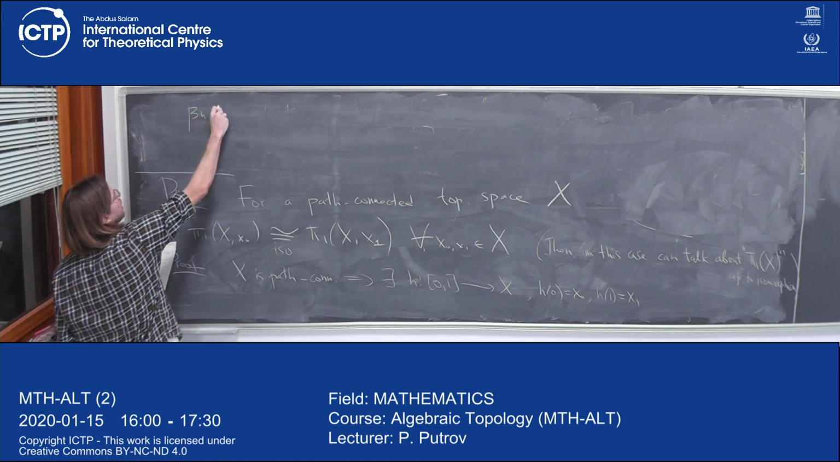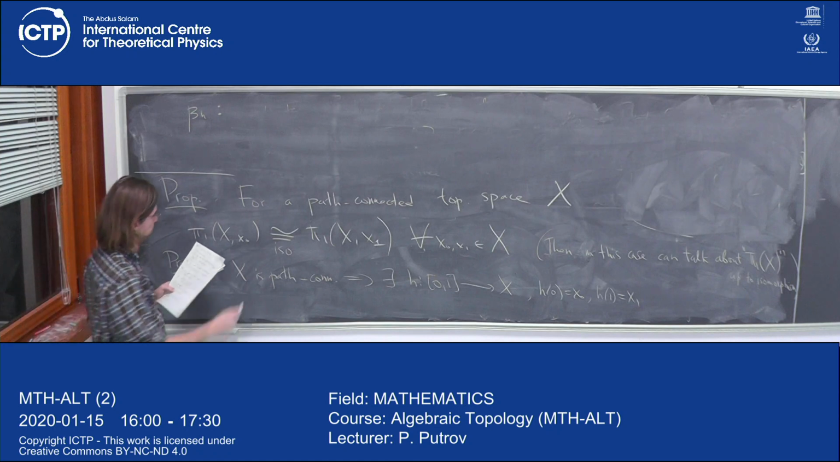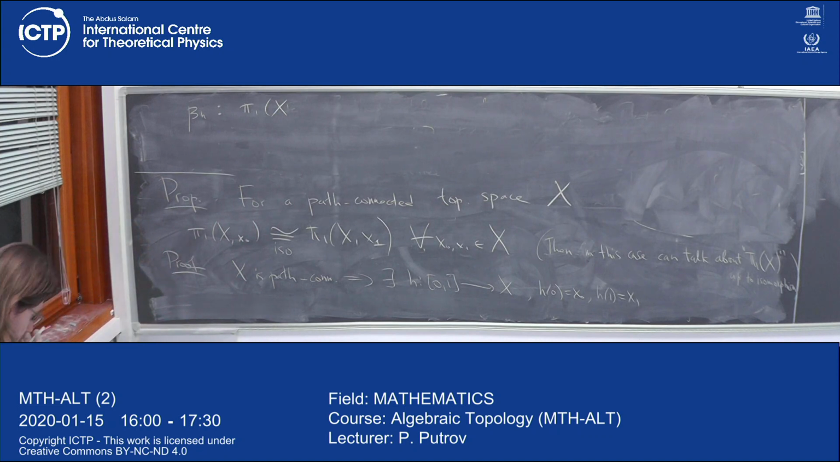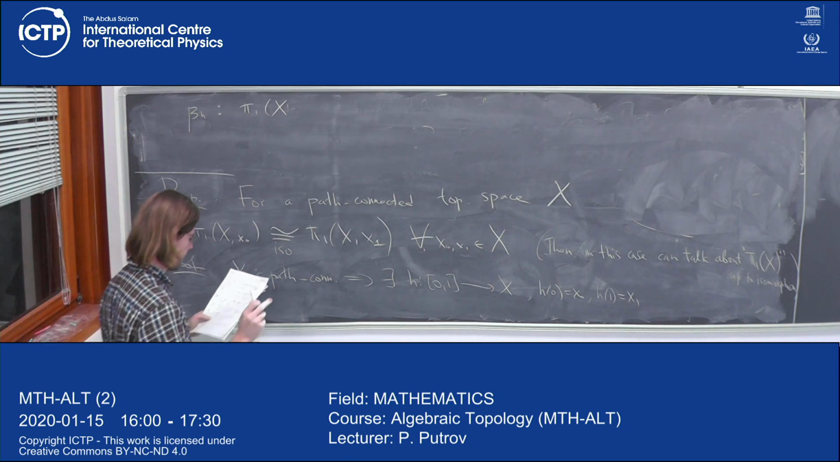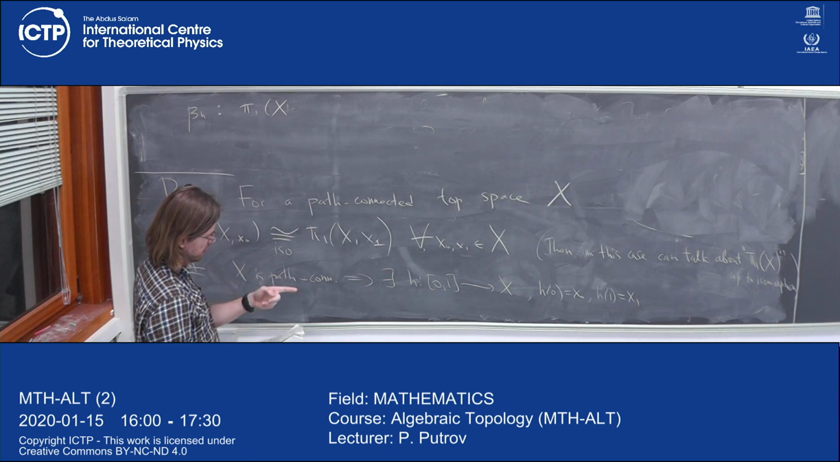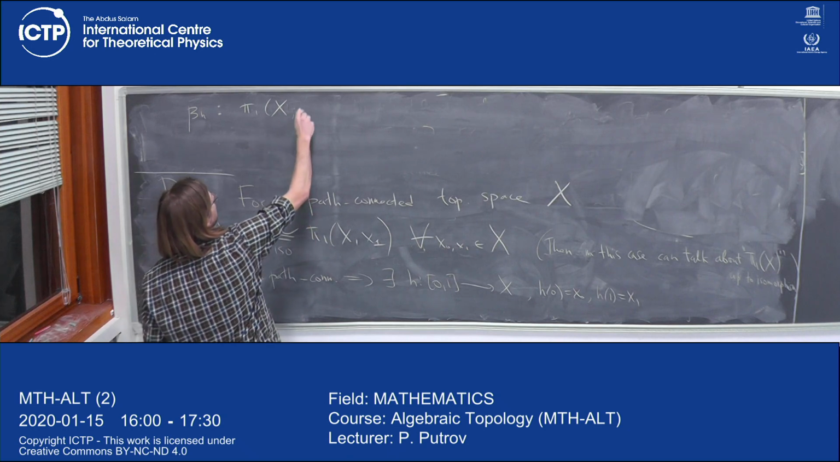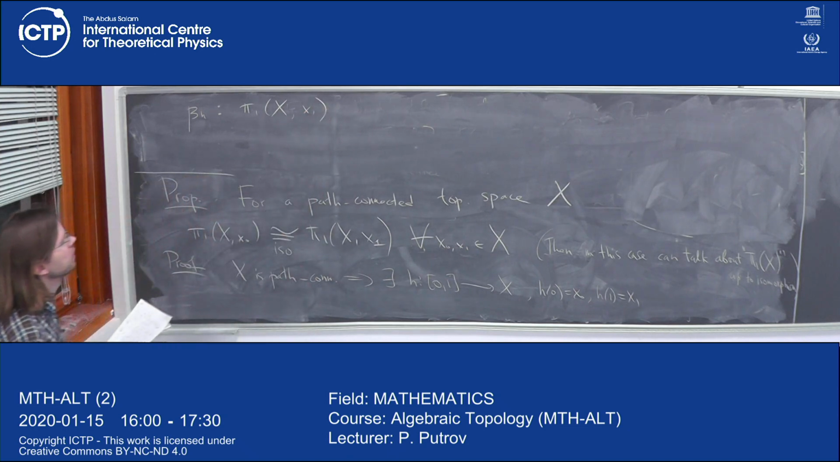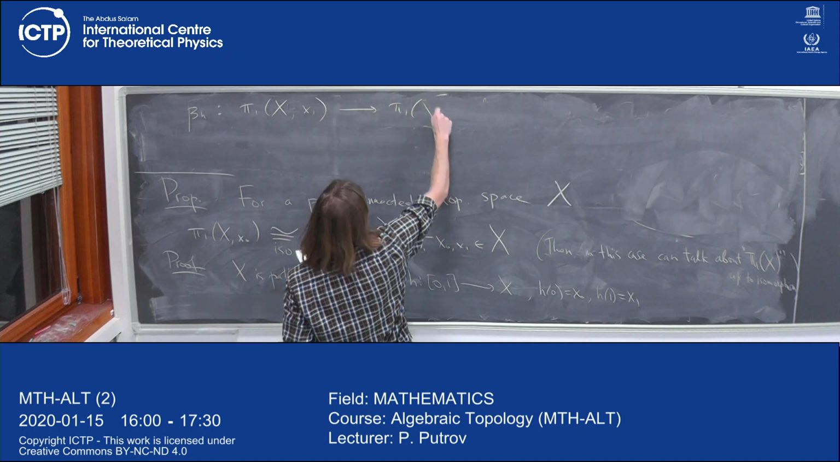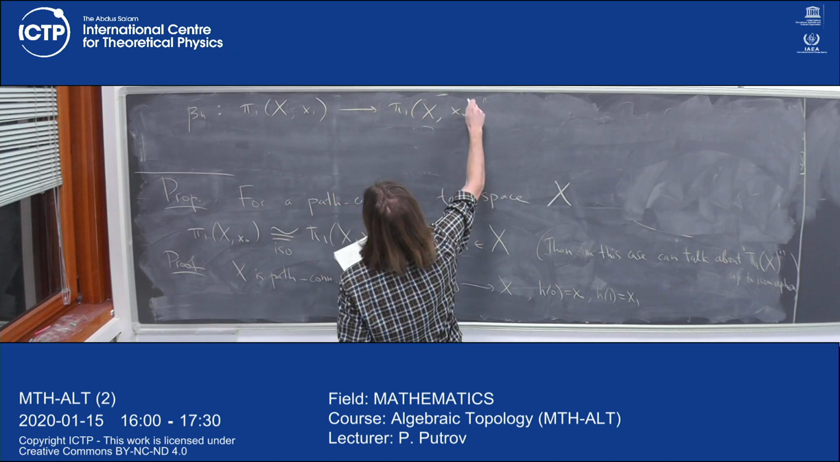Using this path, I want to define the following map. Let me be careful here, so I define it for each path h. This is a map from pi1 of x1 to pi1 of x0.